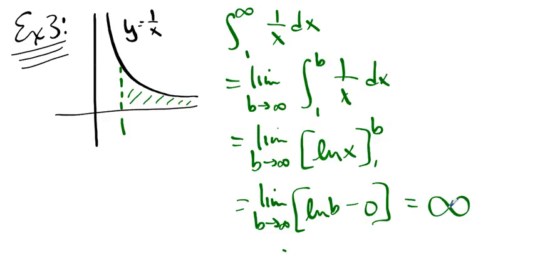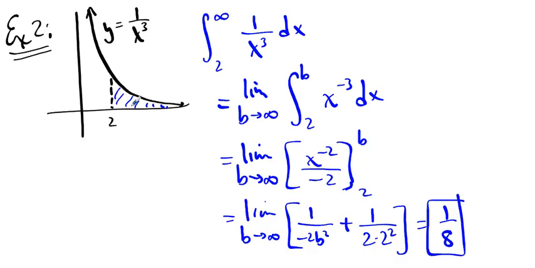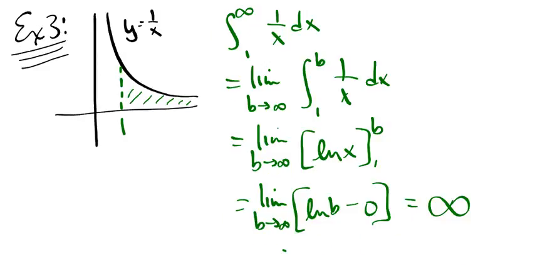So wait a second. This area is infinite, but this one is finite, but this one is infinite. Yep, that's how it works.